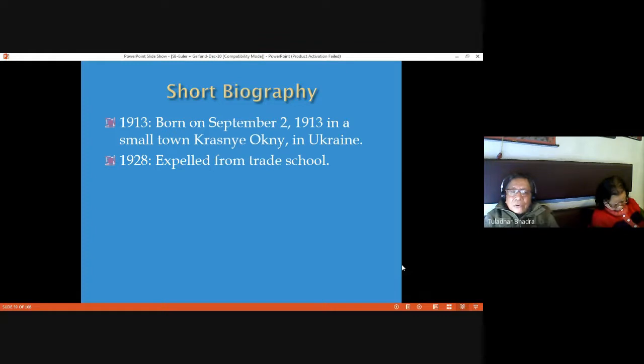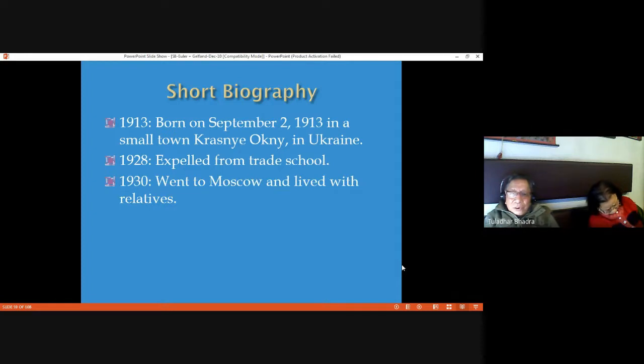At the age of 15, he tried to go to school, but he was expelled from the trade school. He didn't have interest in learning. He was a most mischievous boy, and he entered a trade school, as trade schools were very popular in those days, and so he was expelled from school. And somehow he went to Moscow and lived with relatives.